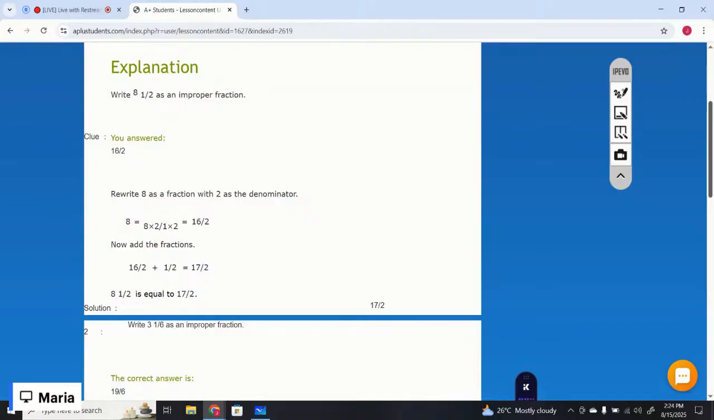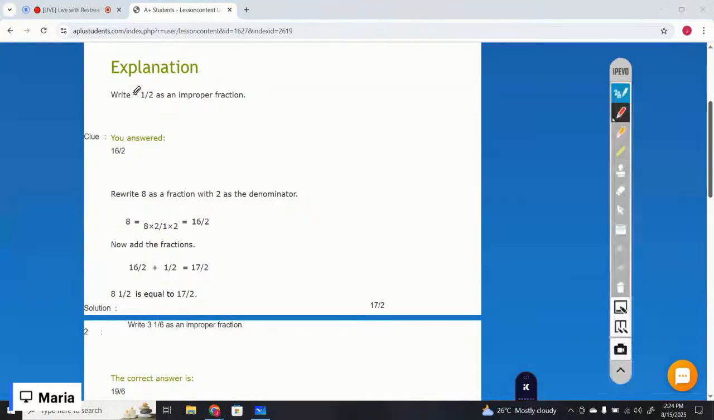So you have 8 first, right? Because the denominator is 2, let's just multiply the fraction by 2. So we make it 8 over 1, multiplied by 2 because the denominator is 2. 8 times 2 is 16 over 2. So we have 16 by 2 and we already have 1 by 2. So that is 17 by 2.